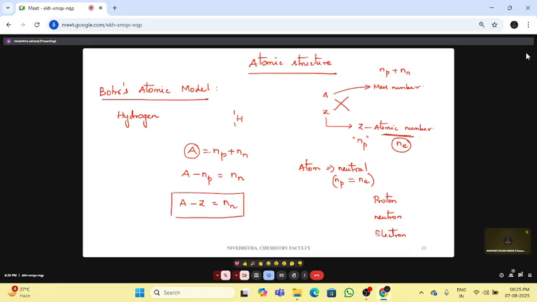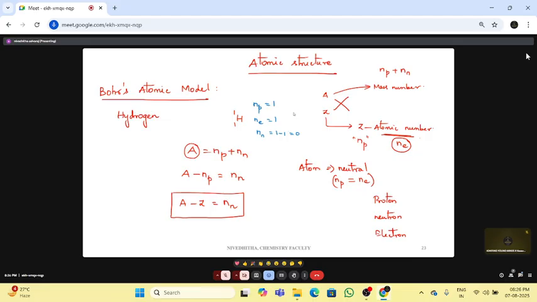Okay, that's it. So this is the symbol, and at the bottom we'll be having atomic number and at the top we'll be having mass number. So according to hydrogen, what is the proton count? Atomic number is 1. The proton count is 1. And what is the electron count? It is also 1. And what is the count of neutron? Mass number is 1. Atomic number is also 1, so it is 0. So hydrogen doesn't have neutron.